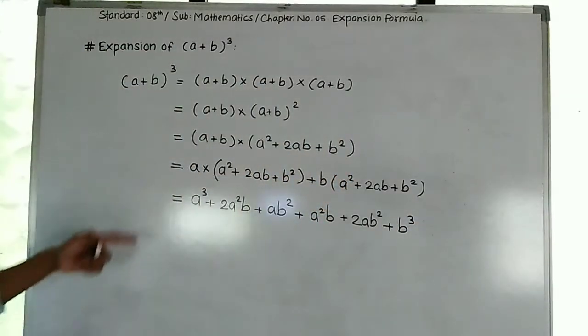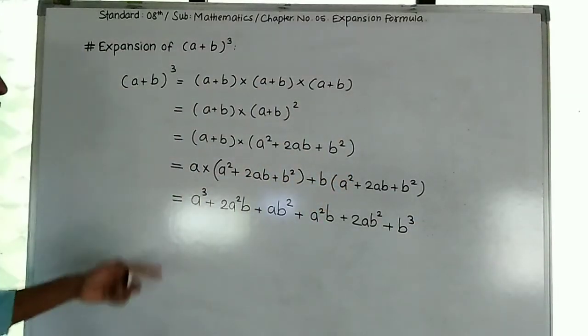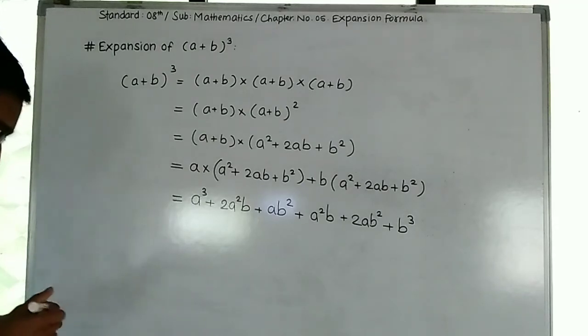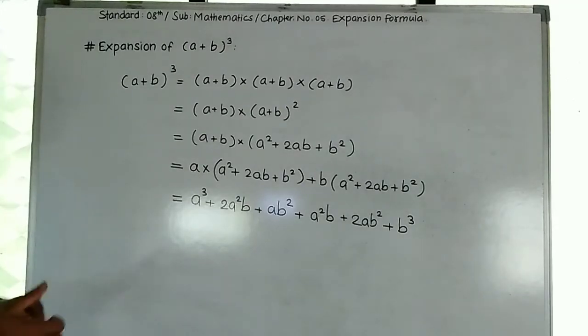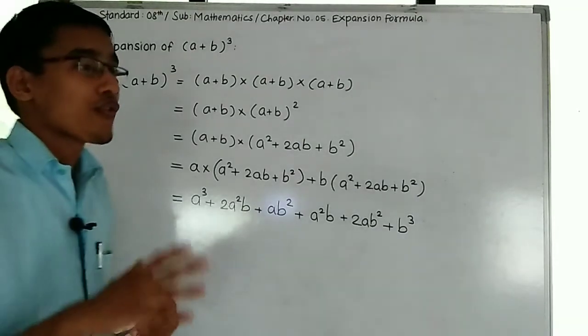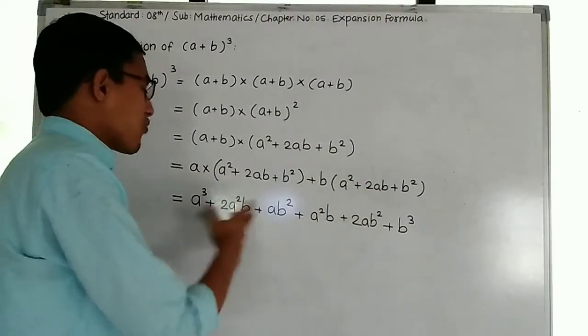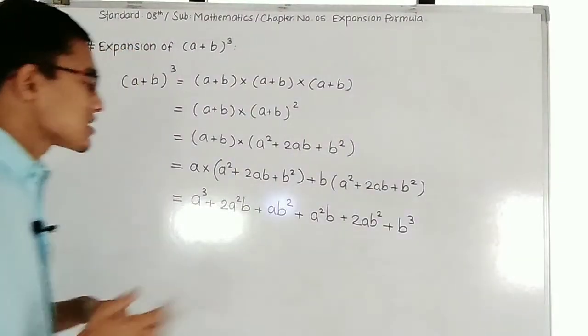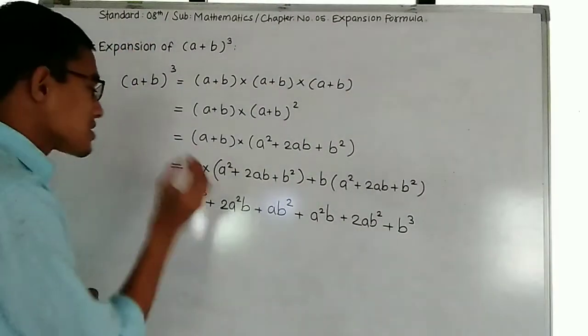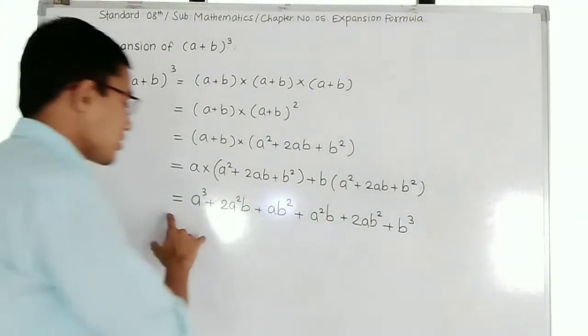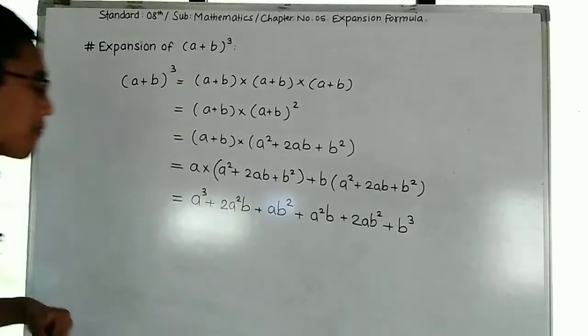Now this is simple multiplication. We have seen the multiplication of variables in our chapter number 3, that is indices and cube roots. In that chapter we have seen the multiplication of these terms, that is the laws of indices. So we have used the basic principle of the laws of indices in this step.